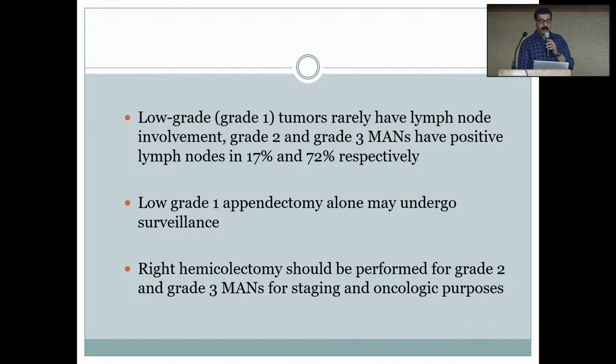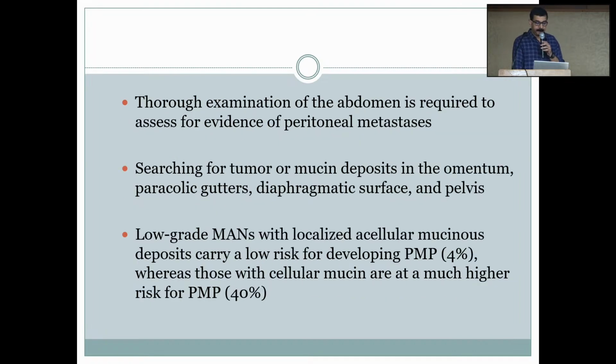Even evidence says that with a low-grade pathological surprise, a low-grade tumor with negative margins, even with a very localized mucin in the peritoneum, we can keep the patient under surveillance and go in when it recurs. So low-grade tumors, in LAMN patients, we can keep the patient under surveillance. A right hemicolectomy is performed for grade 2 and grade 3 MANs, and staging for oncological purposes, as I said.